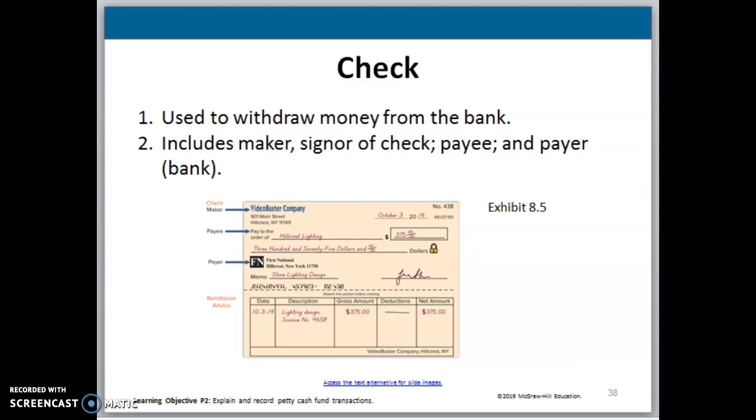This is just an example of a check. Again, that's used to withdraw money from your bank. It's going to include who the company is, the company that's writing out the check. We're going to have a signature area of who's signing it, who we're paying it to, how much we're paying, and what bank it's from.